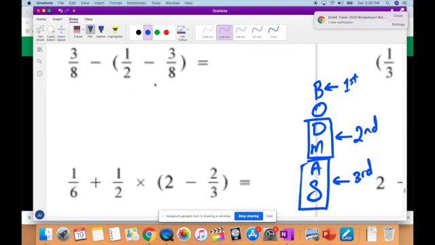So we do the brackets first. So how do we do these brackets? Caitlin, remember Scotia can't answer right now.